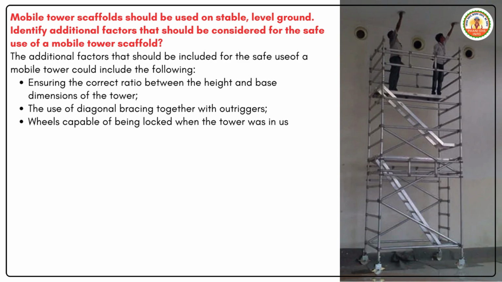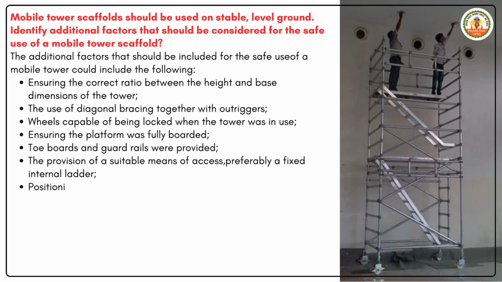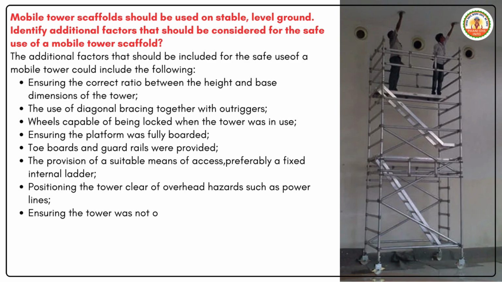Ensuring the platform was fully boarded. Toe boards and guard rails were provided. The provision of a suitable means of access, preferably a fixed internal ladder. Positioning the tower clear of overhead hazards such as power lines. Ensuring the tower was not overloaded. That it was positioned to avoid overreaching.